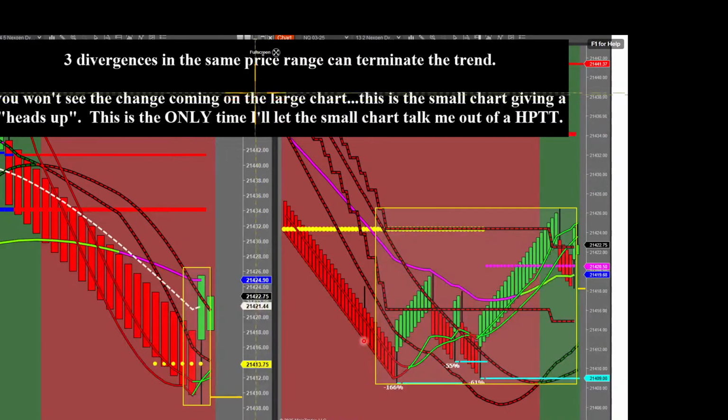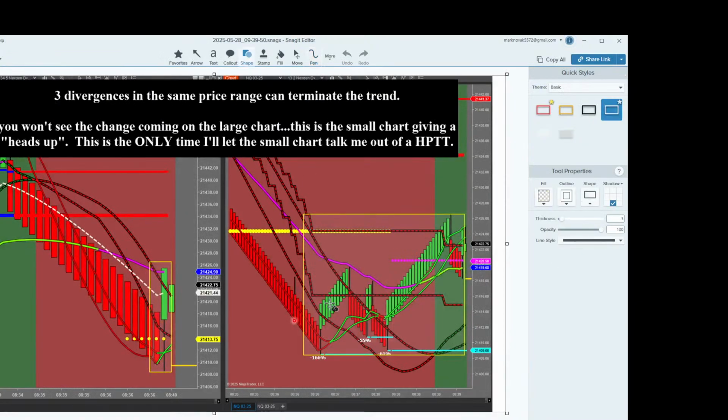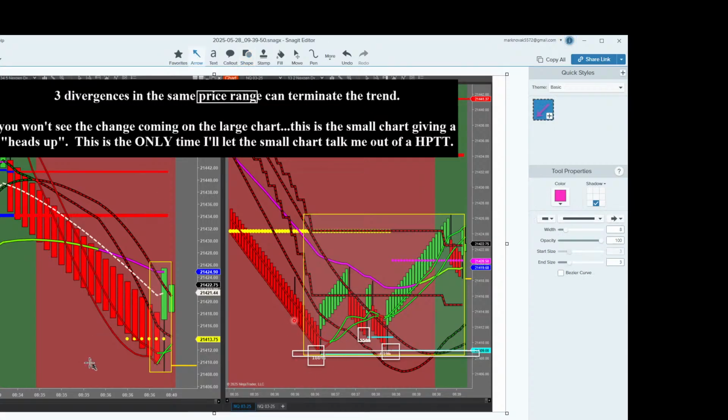So if you see it 3 times on a small chart, 1 divergence, 2 divergence, 3 divergence, 3 cyan lines in the same price range. And people always ask, Mark, well, what's the same price range? Guys, I want you to use the same idea. If the small and large don't get below this divergence line, it stays in play. If the small and large get below it, well, it's broken. We're going to restart the count. 3 losses of momentum is going to show you change that you can't see over here on the large chart.